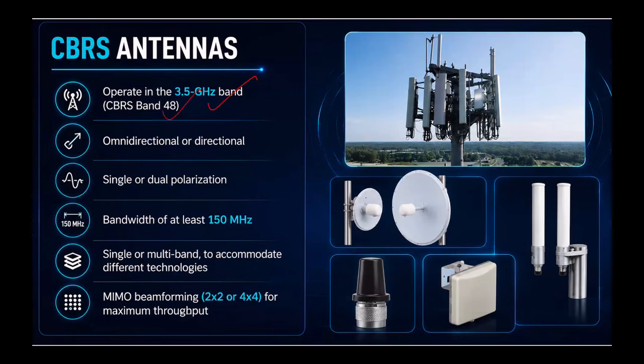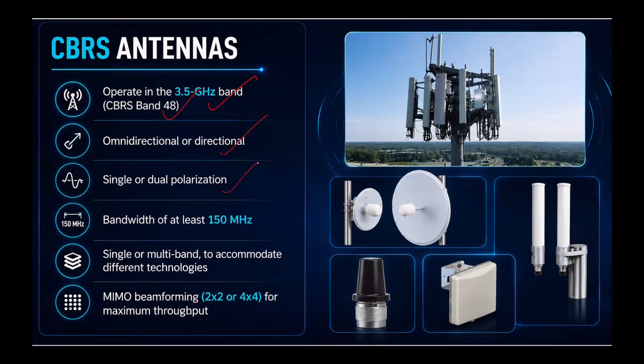There are different types of CBRS antenna depending on application. It can be omnidirectional or directional. It can be single or dual polarization. Dual polarization antennas improve signal quality and network capacity because they can transmit and receive signals in two different polarizations. Some antennas support the CBRS band, while others support multiple frequency bands.